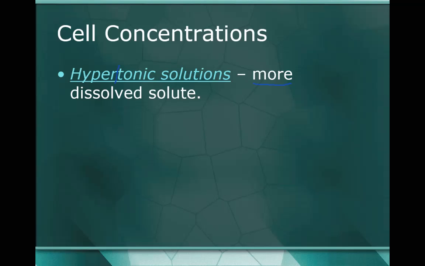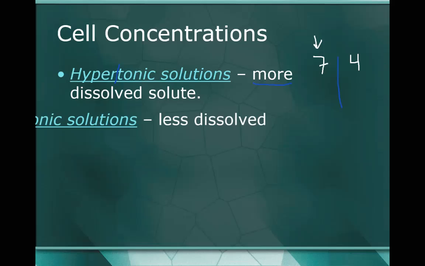okay? Now, when we start looking at this, if I have a membrane and I want to identify how much is on each side, let's say we have 7 on this side, and let's say we have 4 on this side. The side with 7 is going to be the hypertonic side, okay? 7 would be the hypertonic side.